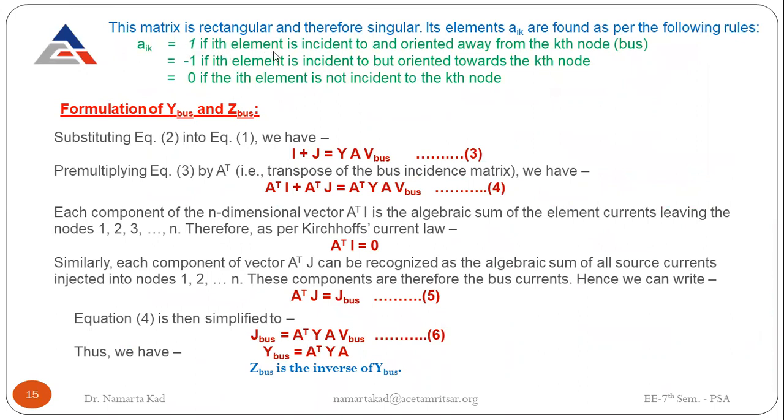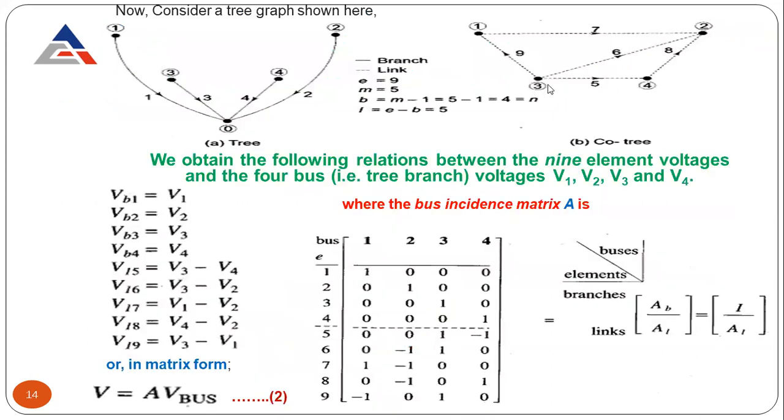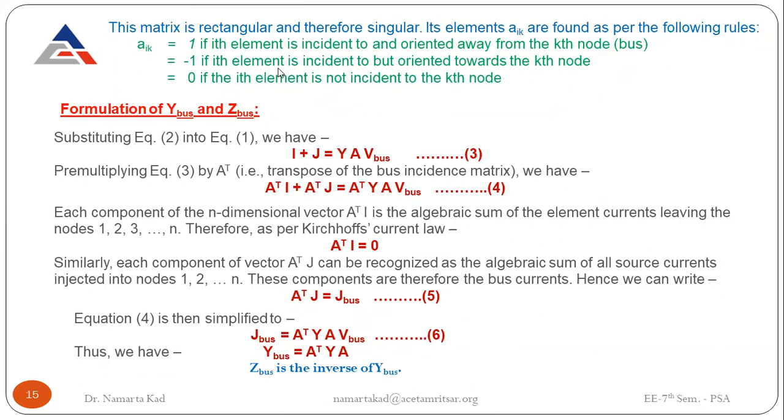Aik is equal to 1 if the ith element is incident to and oriented away from the kth node. Its value is 1 when it is oriented away from the kth node, like here, it's 1 for 3 and minus 1 for 4. So this is the rule. And minus 1 if the element is incident to but oriented towards the kth node. And it is equal to 0 if the element is not incident to the kth node. If that element is not connected with the kth node, then it is taken as 0.